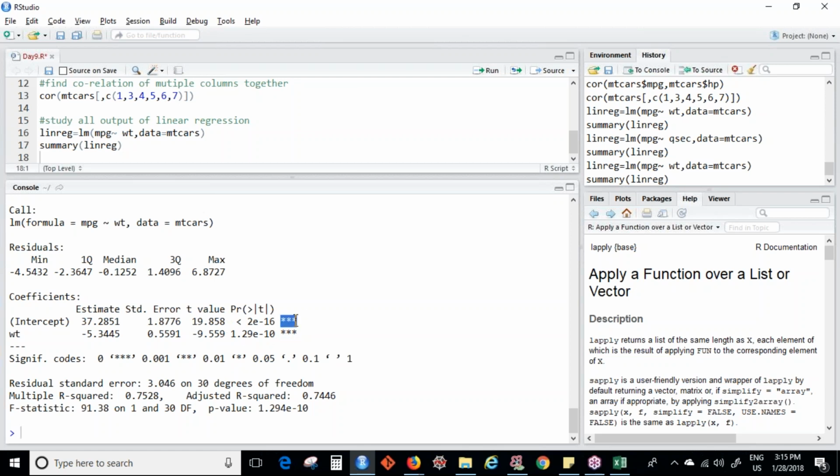R is trying to tell you that this is very important. You are getting 3 stars, so very important. At least 1 star you should have. To say that the variable is important, at least 1 star is needed.